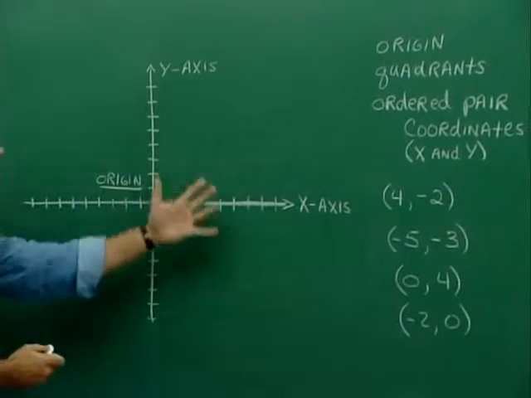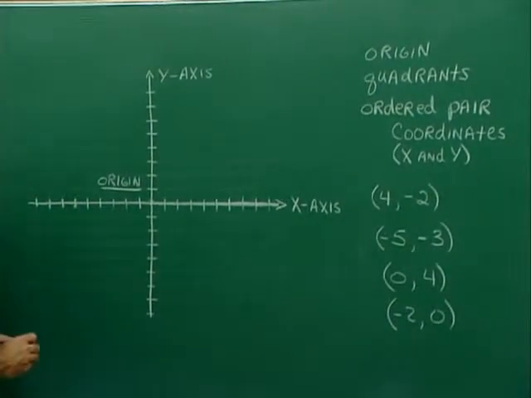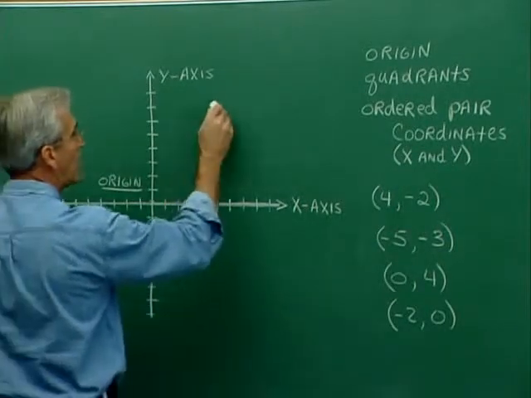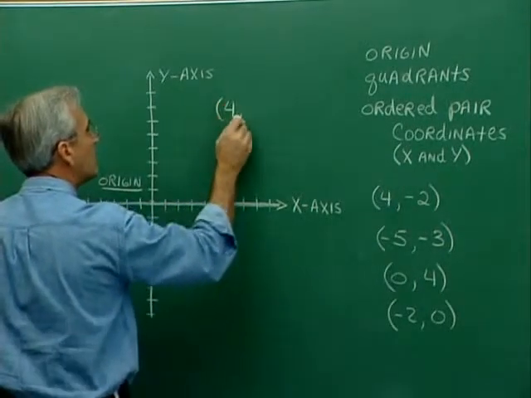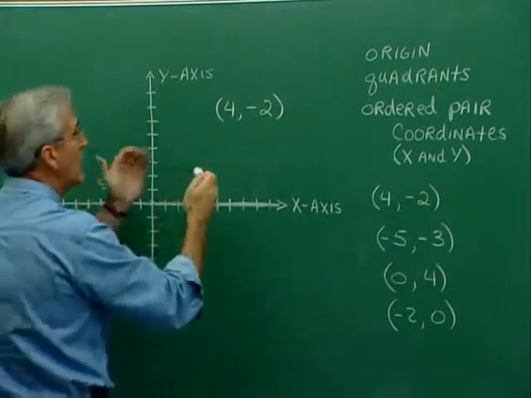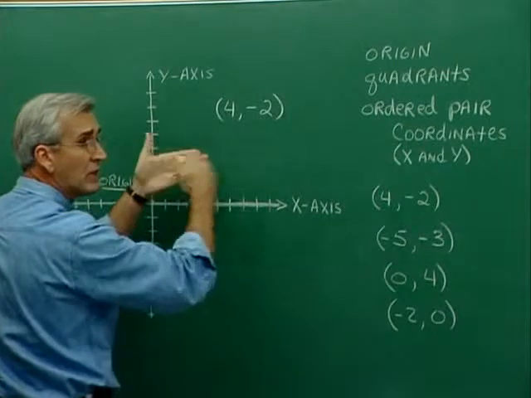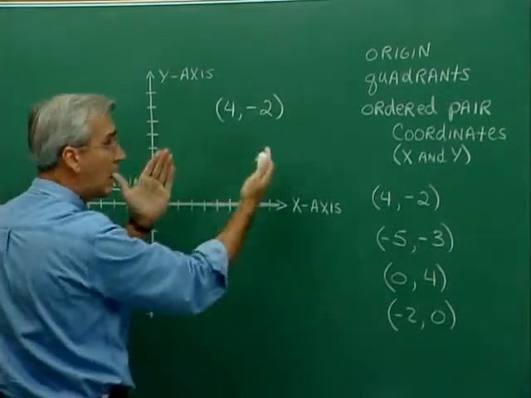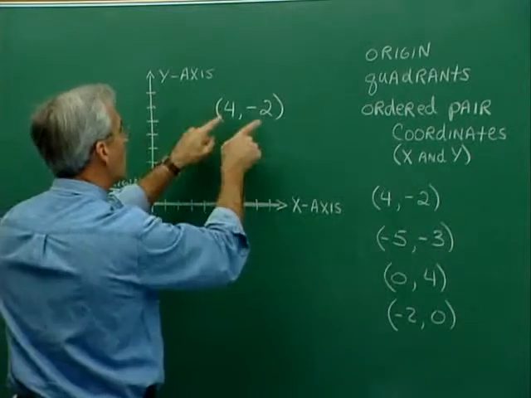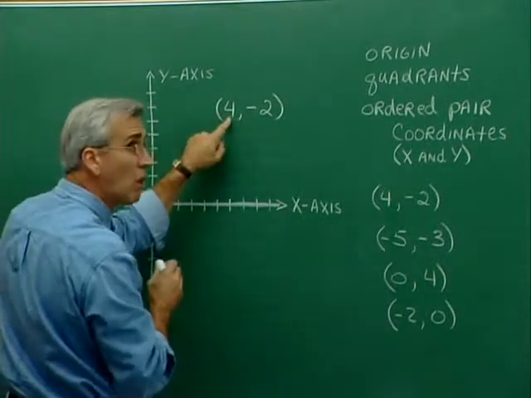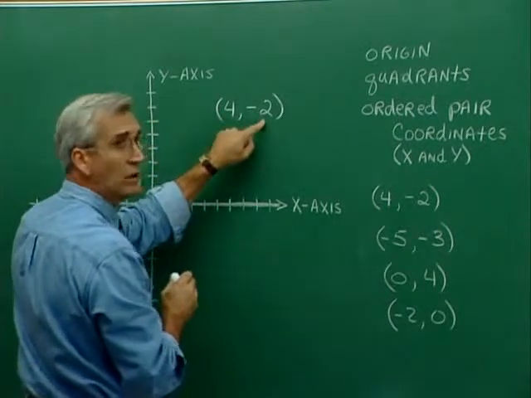Now, positions on this coordinate plane are identified using two numbers. Those two numbers are said to be ordered, and an ordered pair might look like this: the position (4, -2). It's called an ordered pair because the first item represents a horizontal distance, the second item a vertical distance, hence the order idea. These are called the coordinates of a certain point, and this is the x-coordinate and that the y-coordinate.